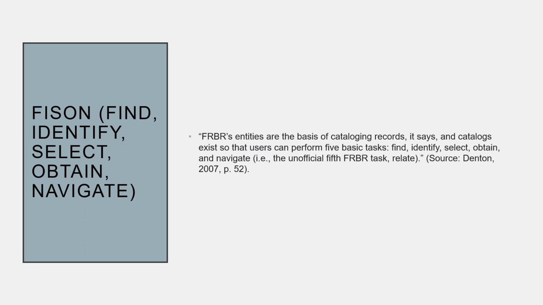So I'm sure all of you have heard about find, identify, select, obtain, and navigate, or FISON. Those have been the principles behind cataloging for centuries. So FRBR's entities are the basis of cataloging records, it says, and catalogs exist so that users can perform 5 basic tasks, which are find, identify, select, obtain, and navigate. FRBR has added the 5th unofficial task, which is called relate.